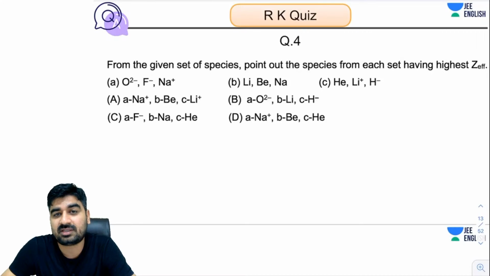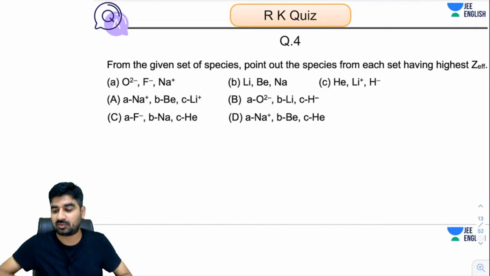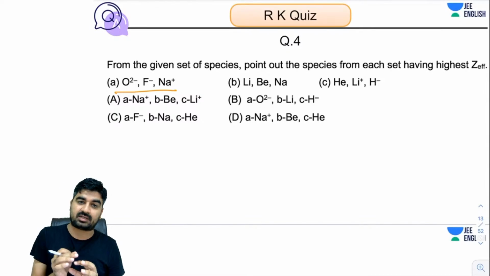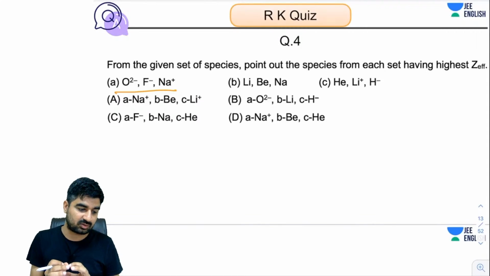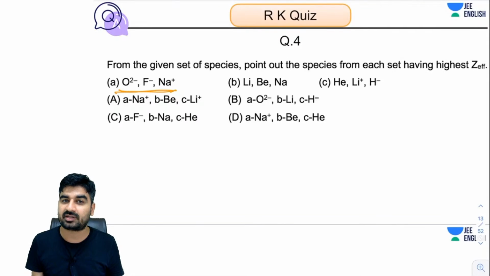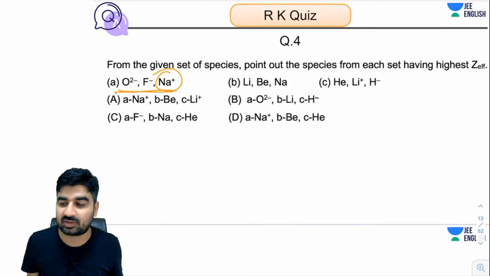From the given set of species, point out the species from each set having the highest Z effective. Each set. Suppose I am taking it as a first set. Find out the element or the ion or atom that is having maximum Z effective. It means maximum attraction, maximum tendency to attract electron. So in the first case, which will have maximum Z effective tendency to attract electron? Tell me. It's Na plus, because negative will repel. Negative will repel. Yesterday we discussed in the electron affinity.